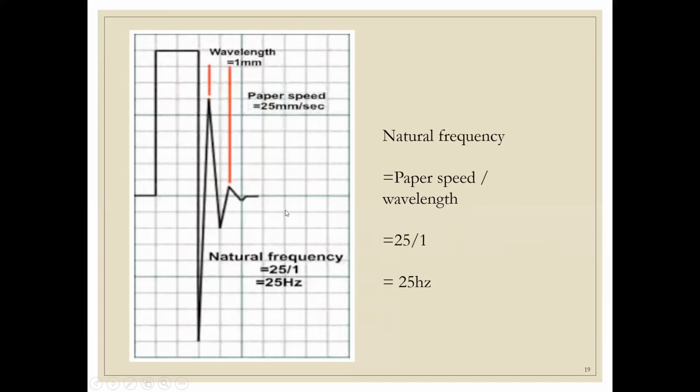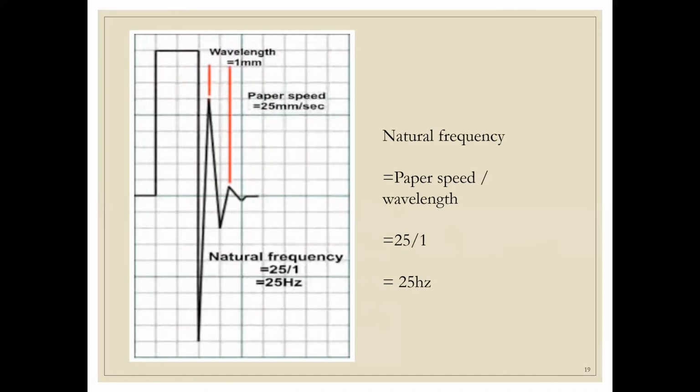So here in this example, the wavelength is roughly 1 millimeter. We can also calculate it on our monitoring device. So paper speed divided by wavelength: here the paper speed is 25, wavelength is 1. So the frequency comes to be around 25 Hz, which is okay. We want it to be around 24. So here we are happy with the natural frequency.